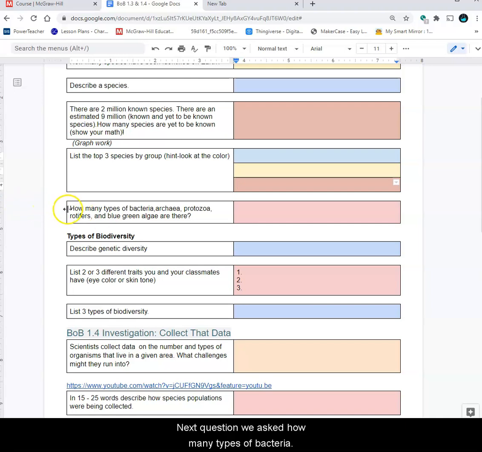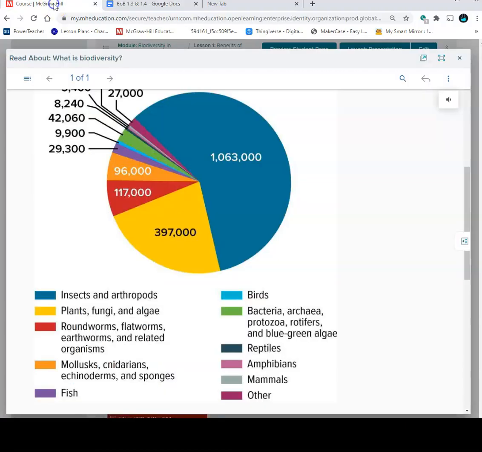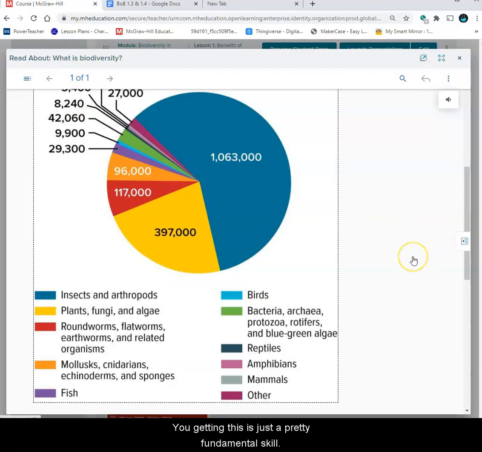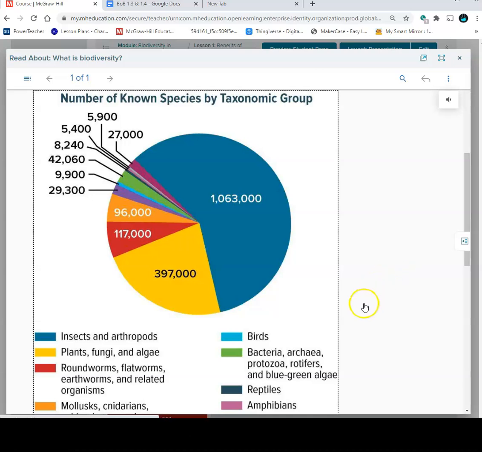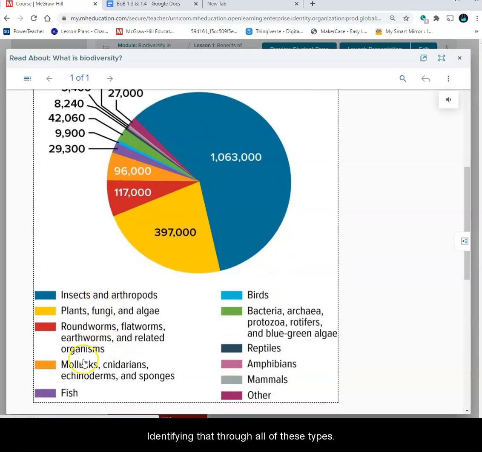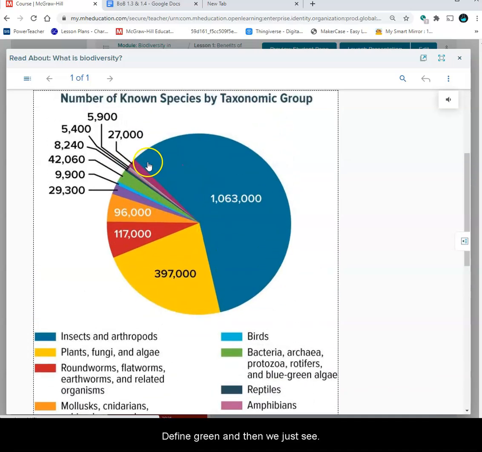In the next question, we ask, how many types of bacteria, protozoa, and blue-green algae are there? And again, this is just a pretty fundamental skill of looking at the legend, I believe it's called the key, identifying that through all of these types, that is green. We find green, and then we just see how many are right there. So about a little bit over 42,000.